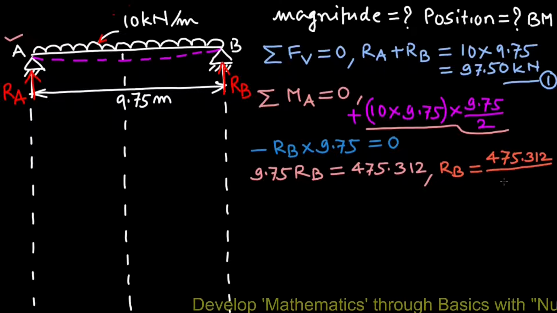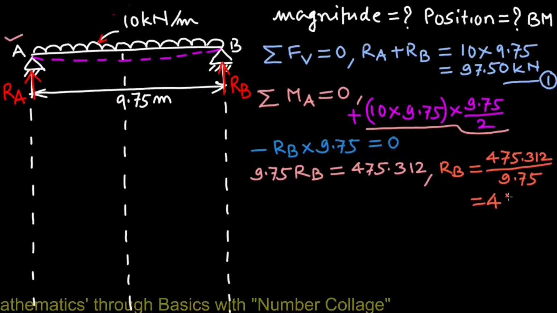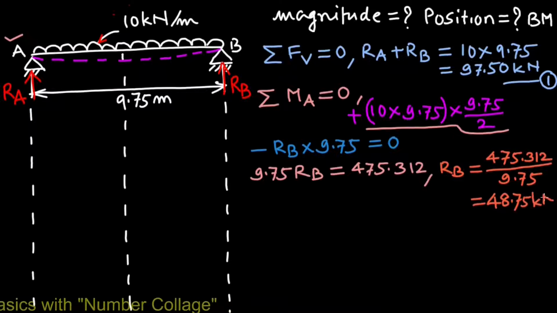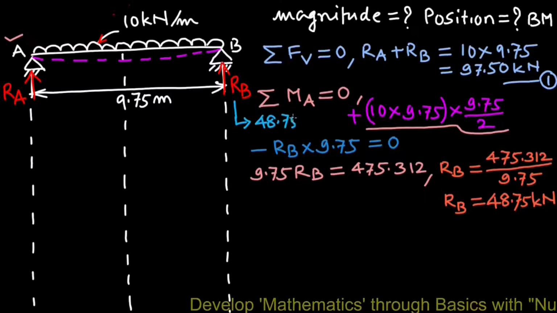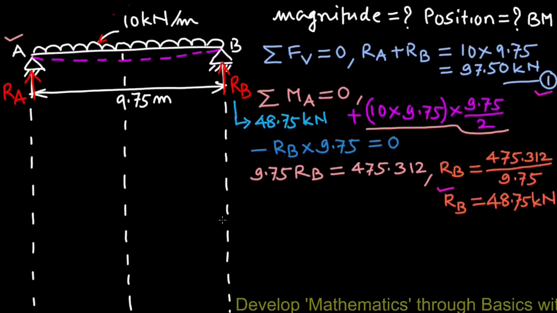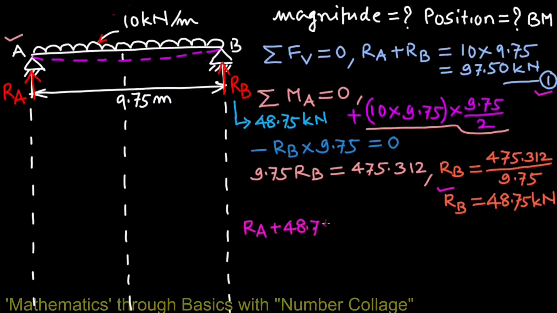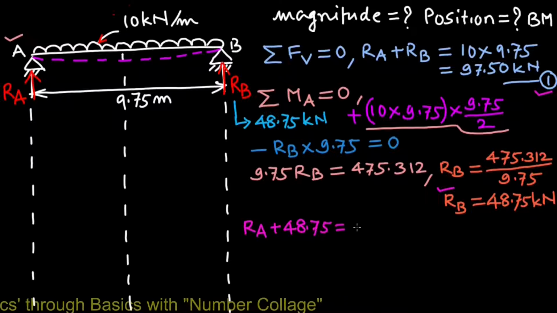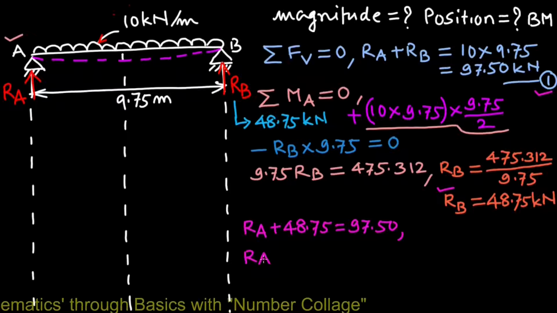So RB will be 475.312 upon 9.75, which will be 48.75 kilonewton. So this is RB, which we write here, 48.75 kilonewton. Using this value of RB in equation 1, we write RA plus 48.75 equals 97.50. So the RA will be 48.75.